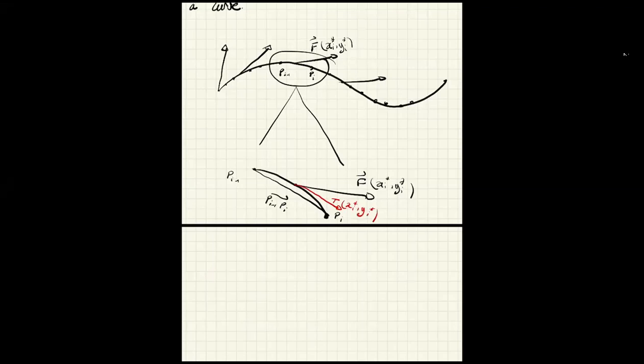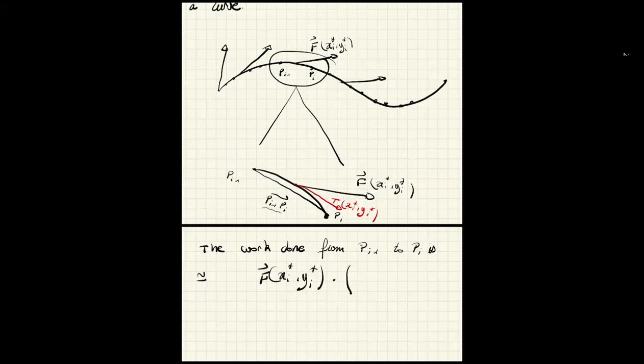Okay, so the work done from P_{i-1} to P_i is approximately given by F at (x_i*, y_i*), scalar with this vector P_{i-1}P_i.